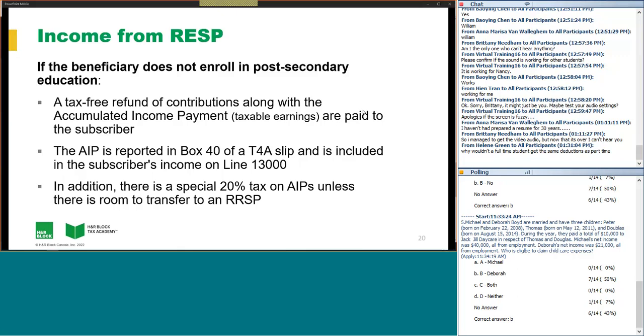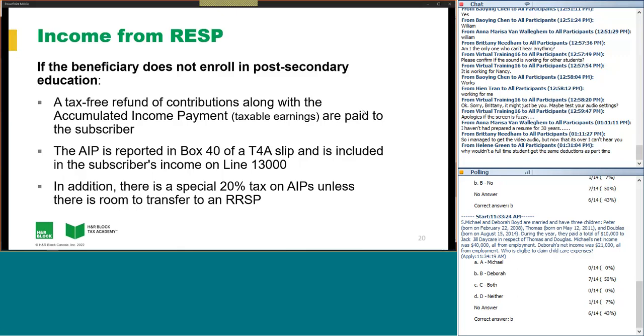Remember, transfer doesn't use up your RSP room. They have to use that money to buy an RSP, and they have to have room for it. If they do, they just get the income on their return. If they don't, they get the income on the return plus an additional 20% tax on top of that. And that's the penalty for putting money into an RESP and getting the benefit of it for years and years and years, and then taking it out and not using it for what it was supposed to be used for.